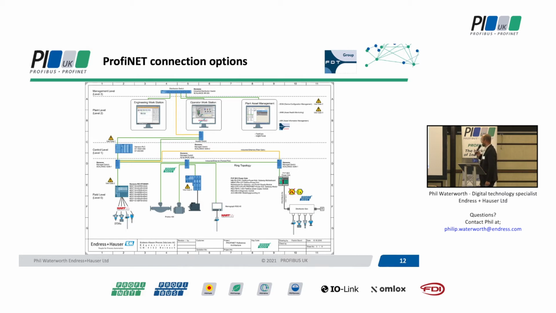And of course PROFINET, similar again. At the top there we have various different screens. We've got SCADA screens and engineering stations and asset management systems. And of course on the asset management system we might have a configuration tool, an FDT tool, that, because PROFINET is Ethernet, will communicate down through all the various switches on the Ethernet based network.